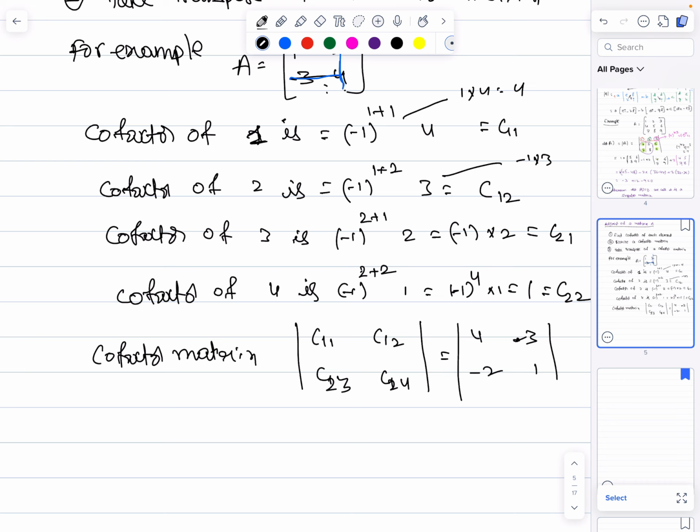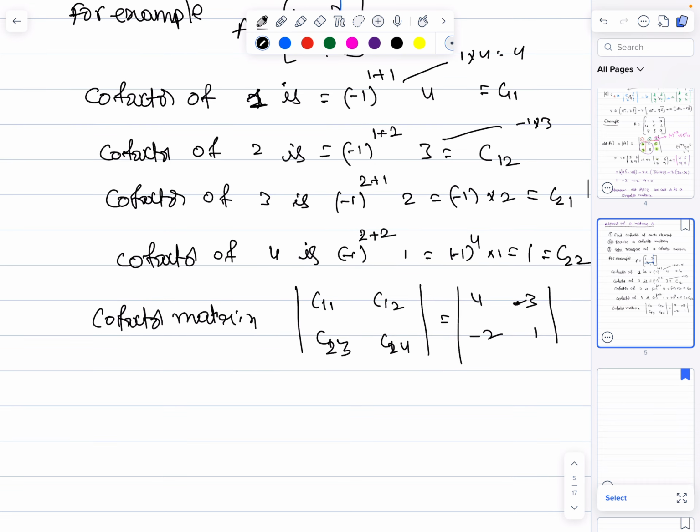Now, for the adjoint you have to apply transpose. The adjoint matrix is the transpose of the cofactor matrix.